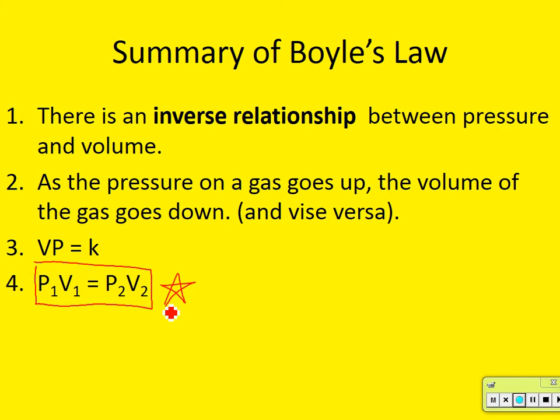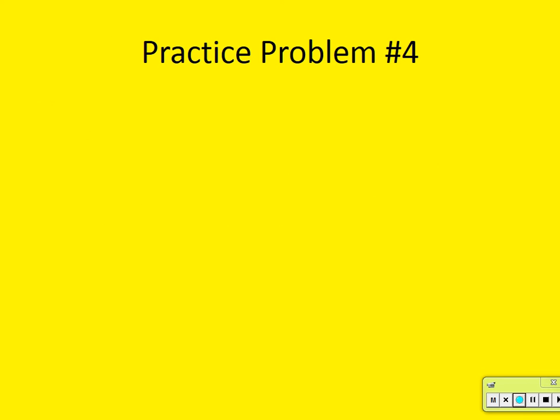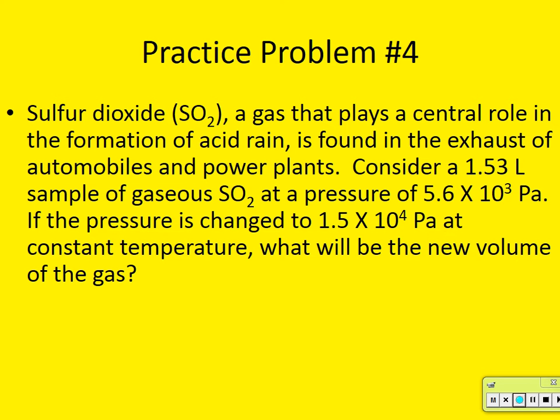If you're going to remember one thing from Boyle's law, it's this equation right here: P1 times V1 equals P2 times V2. I'm going to show you a practice problem. We're going to go through how to use that equation. It's pretty simple, but there are a few things you have to be aware of. So let's do it. Practice problem number 4 in your book. Follow along. Let's read through it first, and then we'll solve it.